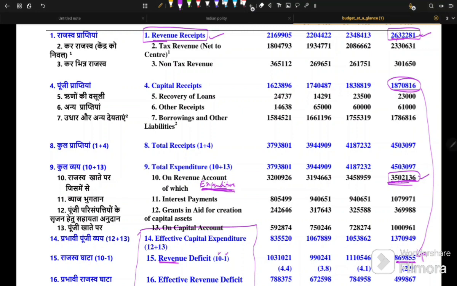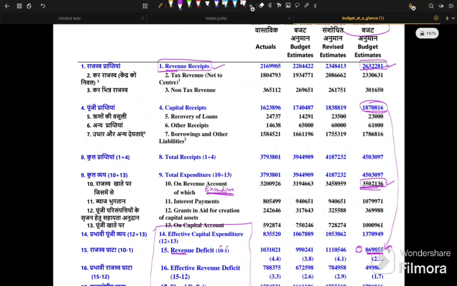That's why it is very dangerous, or very bad, for the economy. Because if the revenue deficit is zero, then the amount saved can be used for other purposes. But here the deficit exists, so we use funds which could be used somewhere else to fill this gap. That's why it is bad for the economy. This is the revenue deficit.